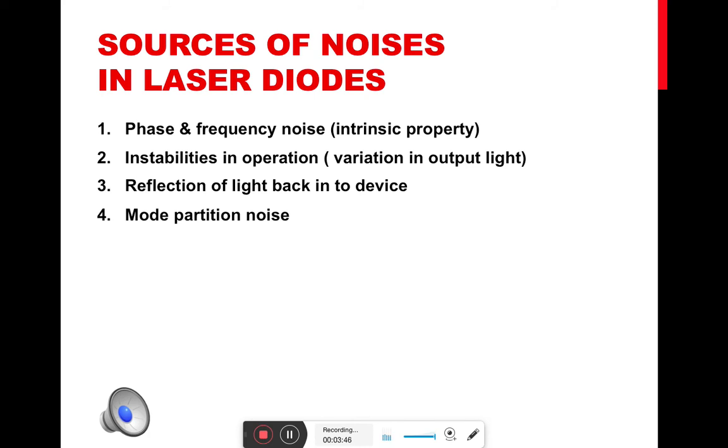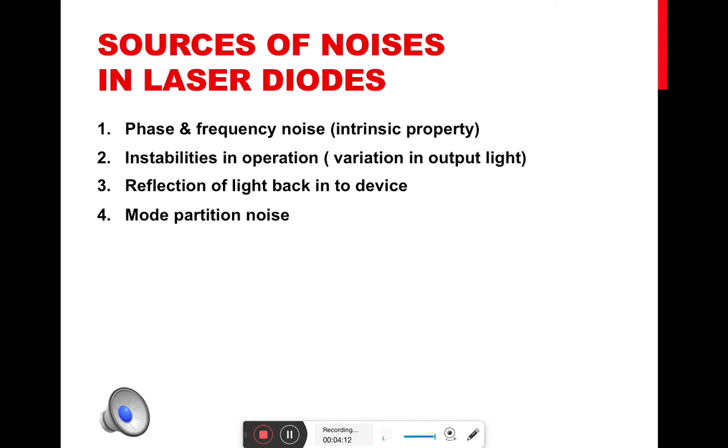The instabilities in operation, that is because of the variation in output from a laser diode, there can be noises. Then next is reflection of light back into the device. So when the laser outputs its beam, it is passed through an optical fiber. There are chances that the transmitted or output beam gets reflected back to the laser. Because of that, there can be a noise, and that is called reflection noise.